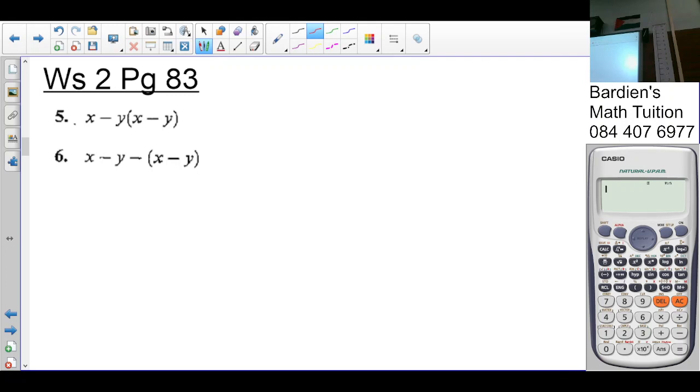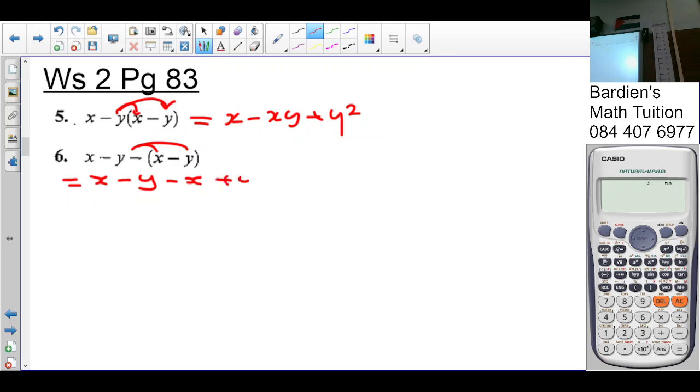Right, number 5. What's your answer to number 5? What match first? X minus xy plus y. Is there any like terms? No. The next one. It's going to be x minus y minus x plus 1. Like terms cancel. Answer is 0. Okay. Alright, next.